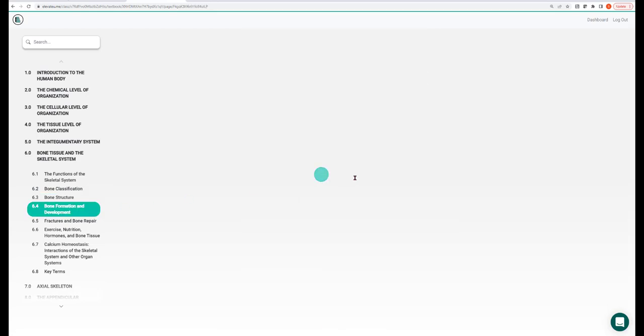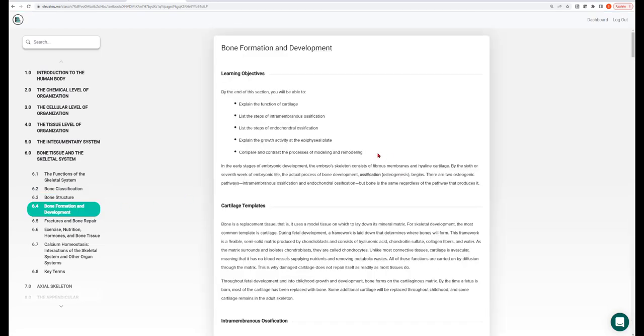Moving on to 6.4 and bone development. Now this is brand new. Many of the concepts described in 6.1, 6.2, 6.3 were at least introduced in the lab. This section is brand new when it comes to understanding bone tissue. The formation of bone is called ossification, right?